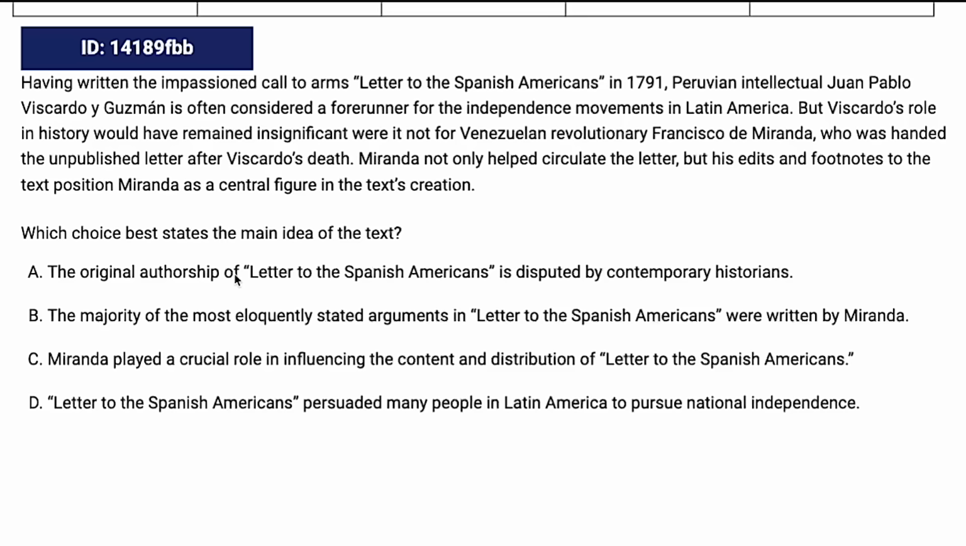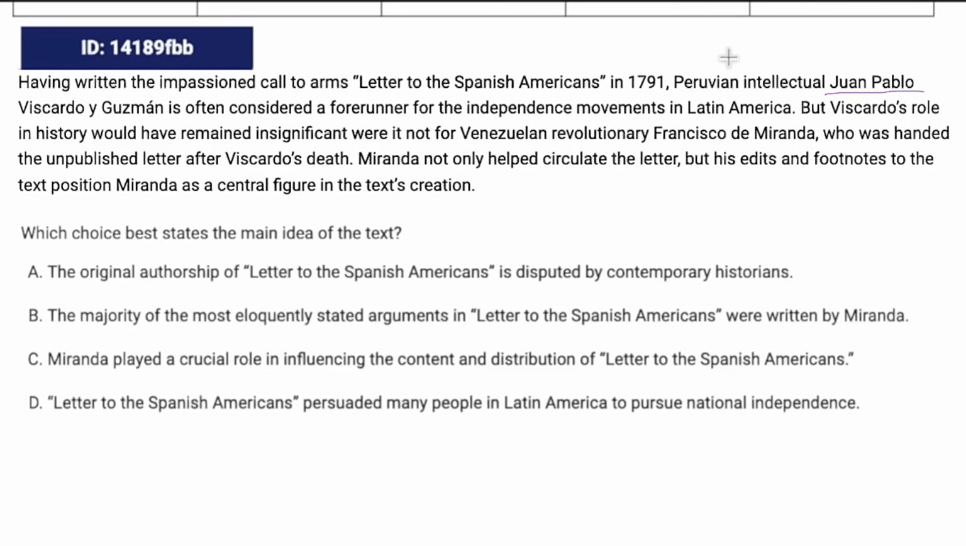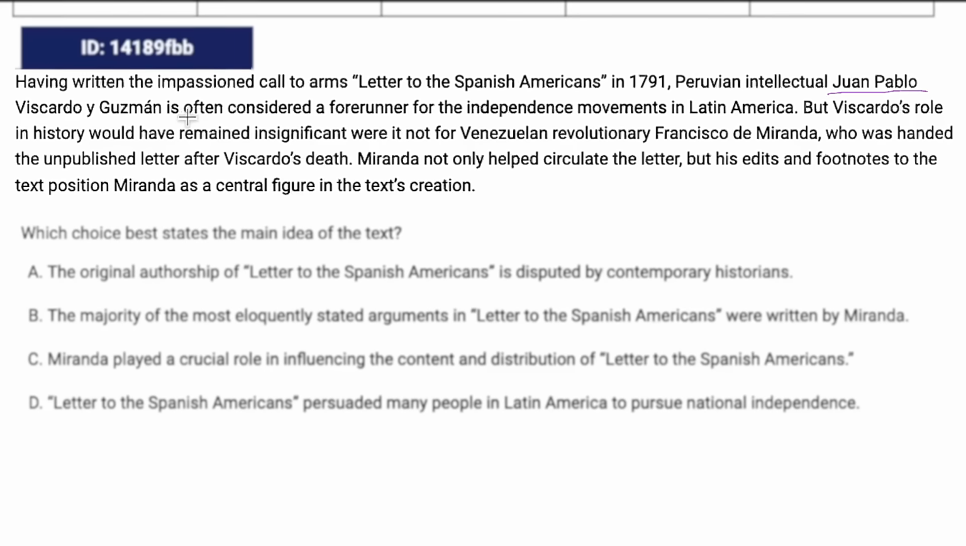But this is a great example of when the main idea shows up at the end of the passage primarily. Now, to be clear, I still recommend at least skimming through the entire passage for any main idea question. So let's do that. As we start skimming through, it starts off saying that this guy, Juan Pablo, wrote some stuff and is often considered a forerunner of some sort of movement in Latin America. So it starts off focusing on this Juan Pablo guy.